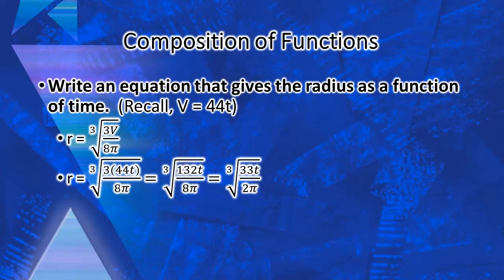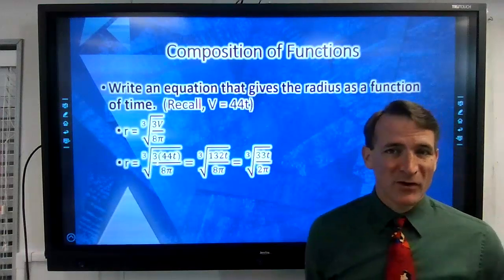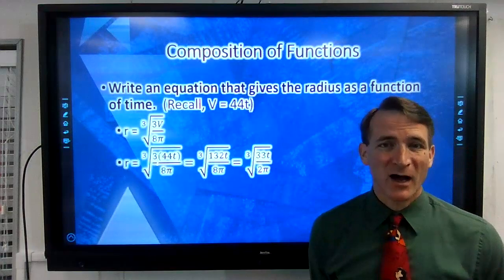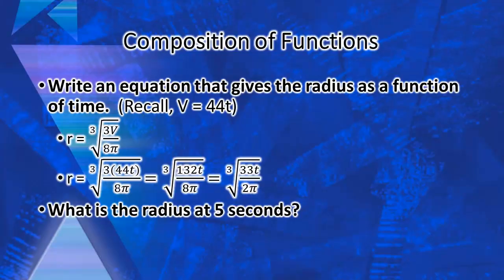Now I've got it in a relationship of time. I'm going to simplify the rest of my work here. So I take the 3 times the 44, I get 132. And then I can simplify the 132 over 8. That does reduce, giving me 33t over 2 pi. So I now have a function that relates the radius as a function of time. So one last question here. What would be the radius after 5 seconds? I'll give you about 10-15 seconds to work this one out.